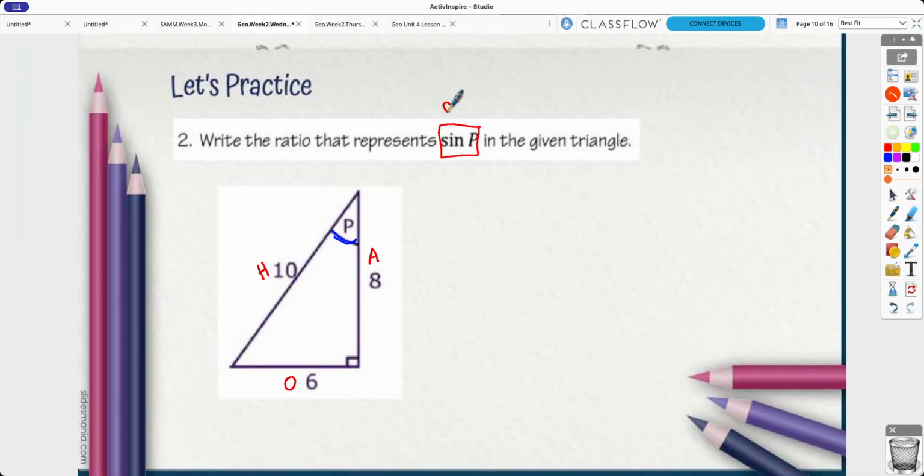Now sine, that's your SOH. So that means we need the opposite side and the hypotenuse. So sine P is equal to O. O is equal to 6 over H. H is equal to 10. There's no need to simplify. That would be fine.